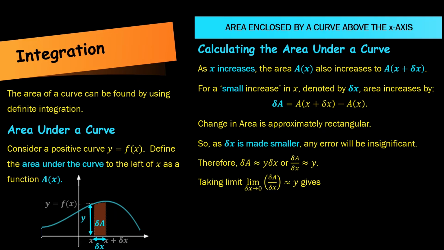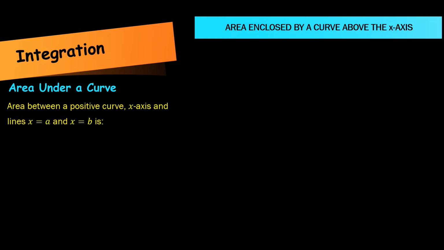Now, if we take the limit, so as delta x tends to 0, we obtain dA/dx equals y. And integrating gives us A equals integral of y dx. Now the area between a positive curve, the x-axis, and lines x equals a and x equals b is area equals integral from a to b y dx, where y equals f of x is the equation of the curve.